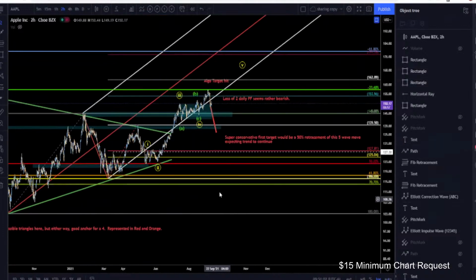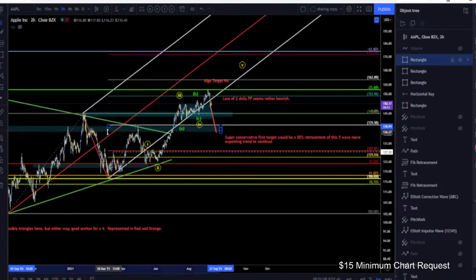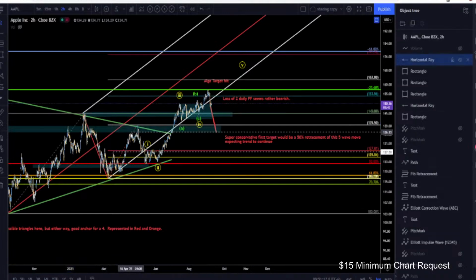Okay, super conservative first target would be a 50% retracement of this fifth wave move, which is right here, in line with that support and resistance we just drew. Here, essentially using that little shelf, right? So here's the wick, the shelf. That's a great first target.